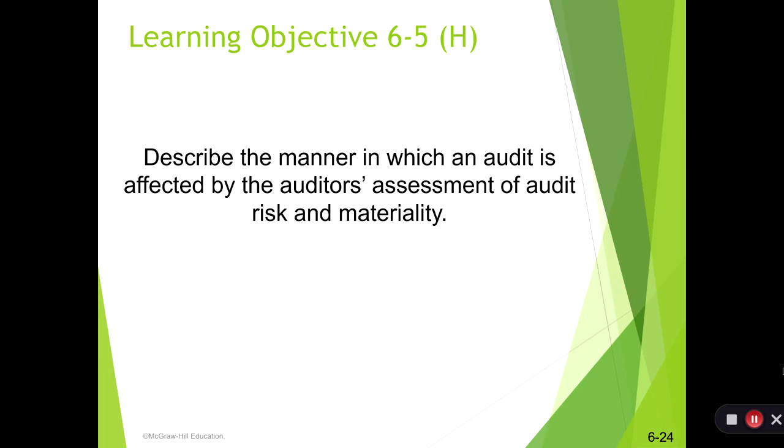Okay, so now for part 2 here, picking back up with learning objective number 5. Now that we've talked a little bit about the risk assessment, and we've talked a little bit about materiality, how can we influence, or how does that impact the audit? So how is that going to impact the way in which we perform the audit?